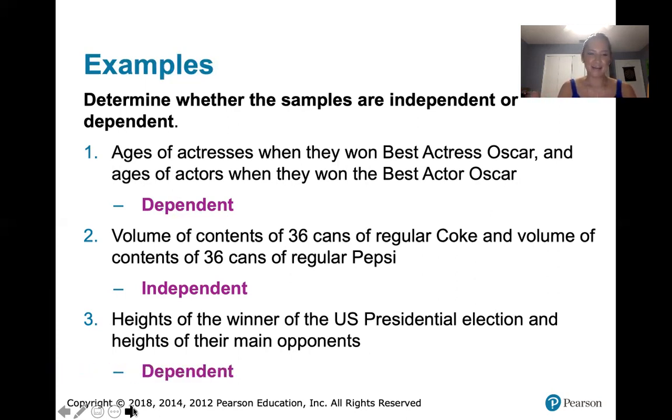Okay, I think that covers it. I'll see you in the next video to discuss hypothesis tests involving two population means. And it will be dealing with one of these. The samples will either be independent or dependent. And I will talk to you about that in the next video.